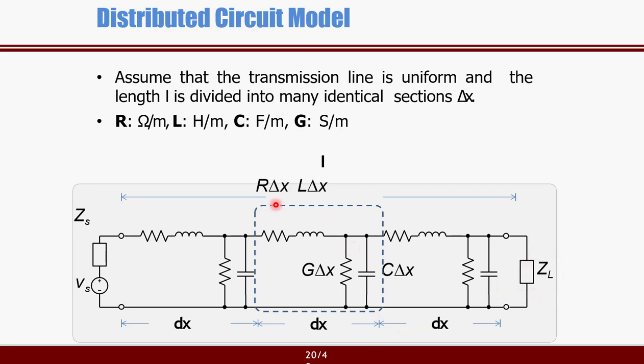R into delta X is a resistance measured in ohms. As delta X is multiplied, R is generally in ohm per meter multiplied by meter, so it is in terms of ohms only. This model is known as the distributed circuit model of a transmission line. Now we are going to use this model to derive the equation of the transmission line in terms of all the lumped parameters.